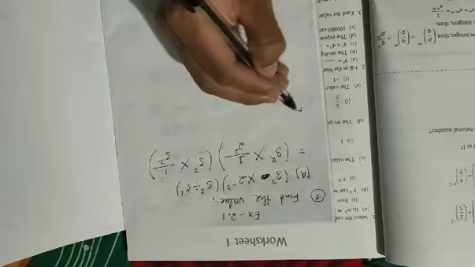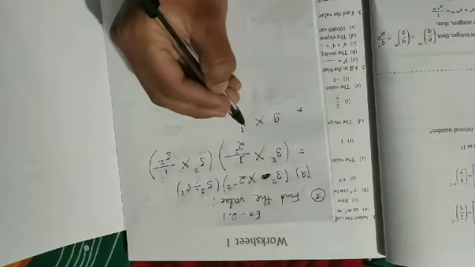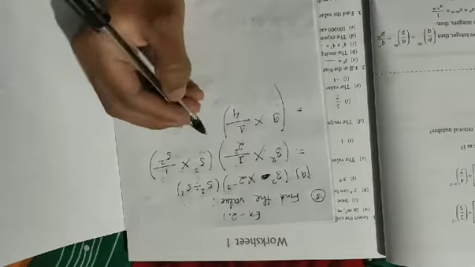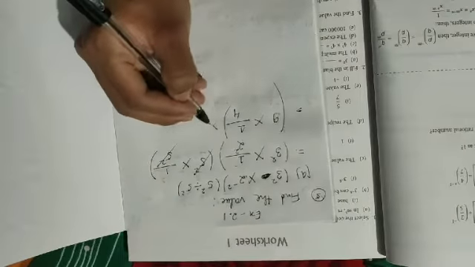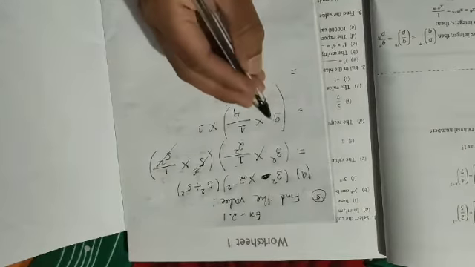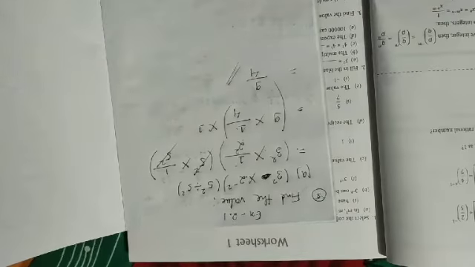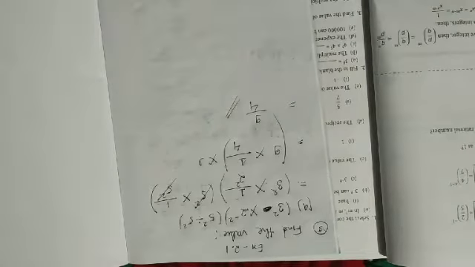Then 3 square means 9 into 1 by 2 square is 4, isn't it? Into this 5 square is cancelled, right? So this is into 1, means 9 into 1, 9 by 4 into 1 is same thing. Okay, so this is the answer for question number A.